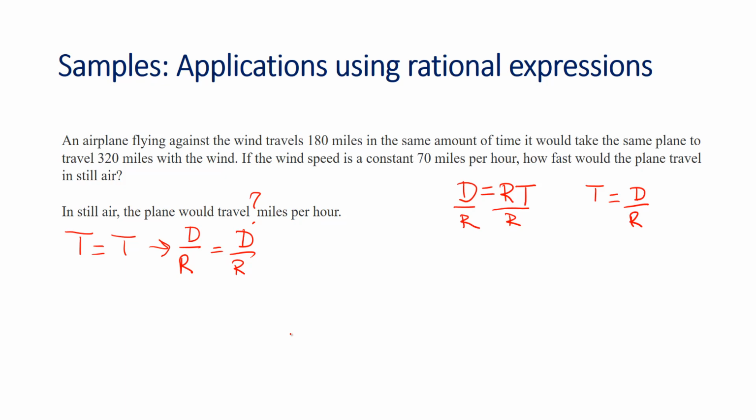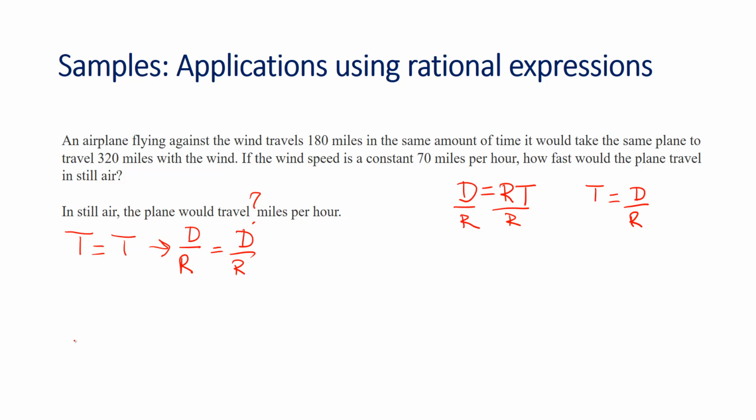So again, I'm looking for how fast it would travel in still air. So that's going to be my variable x. Now, when you are flying, the airplane is affected by the wind. If it is pushing behind the plane, or what we call a tailwind, it's actually making the plane go faster. If there is a headwind, or you're flying into the wind, then that resistance of the wind actually makes the speed slower. So in terms of our rate, we're going to have our rate of x either plus 70 or x minus 70.